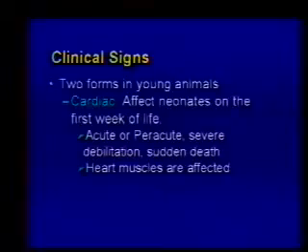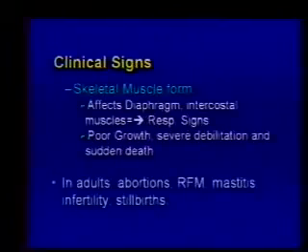Acute or peracute severe debilitation, sudden death. The heart muscles are affected. This is commonly referred to as Mulberry heart disease. You see it in pigs, you see it in calves, and in lambs, and it is basically a degeneration of the cardiac muscle. The skeletal form affects the diaphragm, the intercostal muscles, and the animal presents with respiratory signs. There's also poor growth with severe debilitation and sudden death.